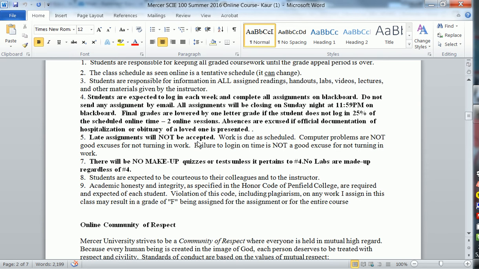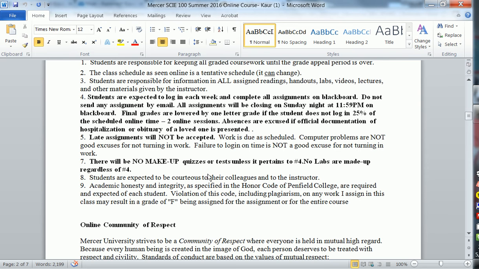Late assignments will not be accepted. Work is due as scheduled. Computer problems are not good excuses for not turning in work. Failure to log on time is not a good excuse for not turning in the work. So basically remember that all the assignments will open on Sunday night and they will close on Sunday night. So you have 1 week time to finish everything. Okay, please don't send anything to me by email. I will be grading everything on Blackboard, and no excuses will be accepted. Only if something bad happens, something severe, and you have a genuine reason, only then your absence can be excused. There will be no makeup quizzes or tests unless it pertains to number 4. No labs are made up regardless of number 4.